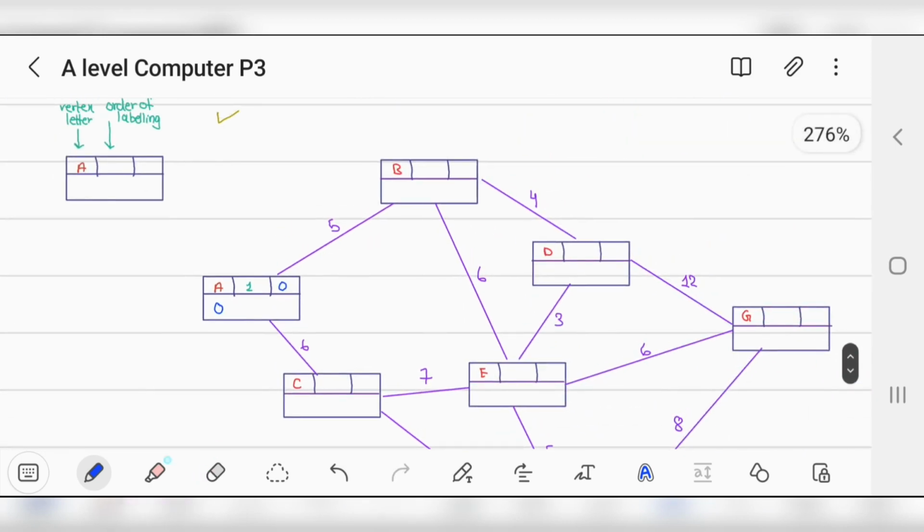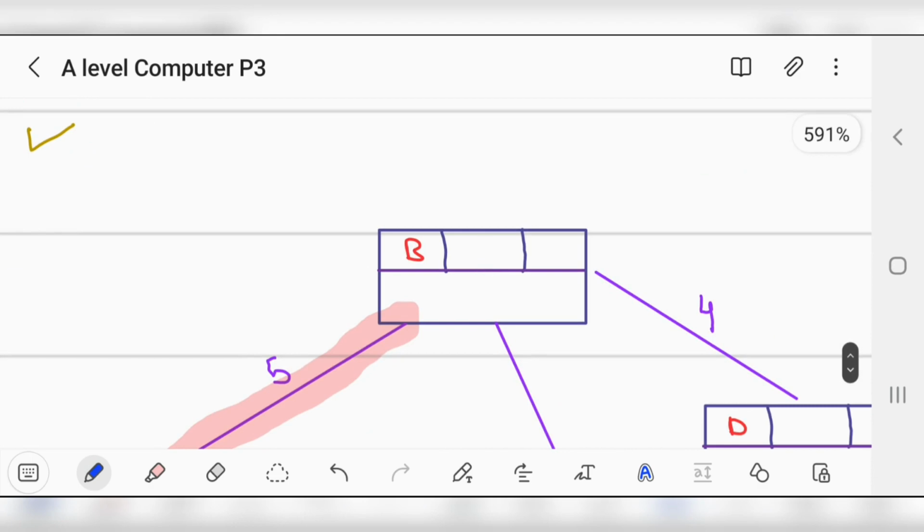Now let's see. First of all, I'm going to start from here and see which is the least cost to go from the starting position. Right now I can see that if I reach from here to here, it is 5. If I go from here to here, it's 6. So 5 is the least cost. Sequence number 2, cost is 5.